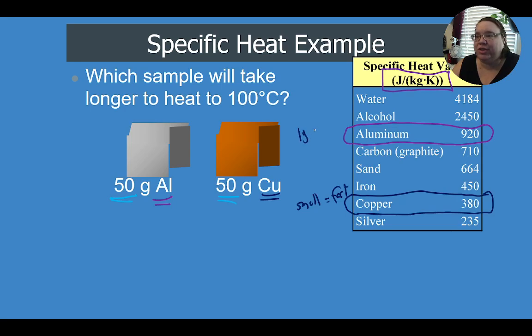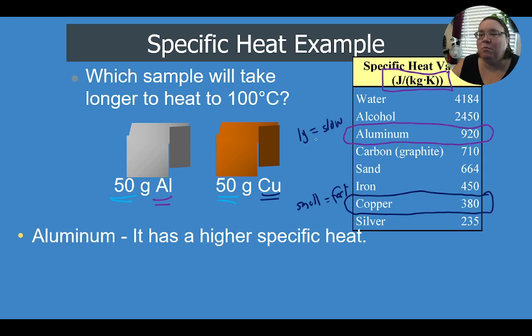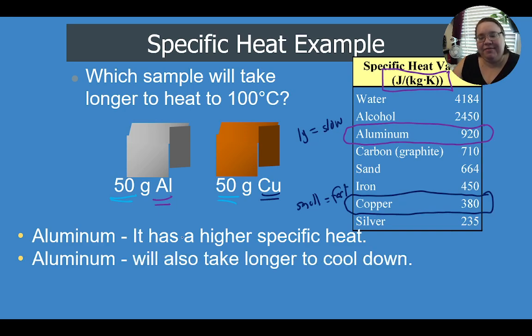The larger the number, the slower it heats up. It takes more energy to heat up the aluminum than it does to heat up the copper. This is because they have the same mass. Now, not only does it take more energy to heat it up, it's also going to take longer for that aluminum to cool down.